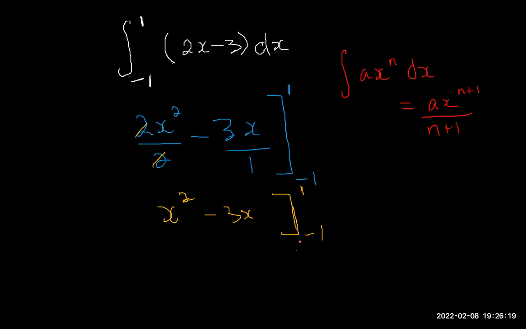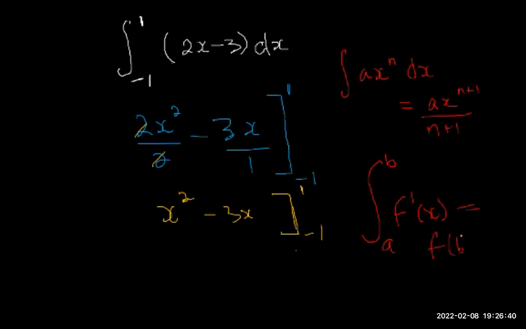So now that you have this, the next thing you do is apply the rule. It's all about the rules. The integral from a to b of f'(x) dx is equal to F(b) minus F(a). Applying this rule, F(b) minus F(a), b in this case is 1, and my function is x squared minus 3x. So following this rule, F(b).